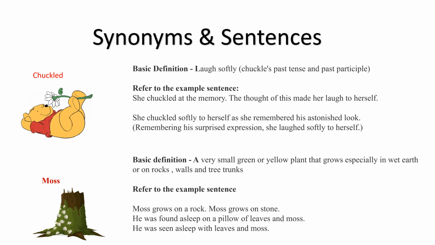Example sentence: Moss grows on a rock. Moss grows on stone. He was found asleep on a pillow of leaves and moss. Pillow of leaves and moss indicates the heavy growth of the moss and leaves. Usually animals like squirrels, rabbits and rats go and fall asleep there. He was seen asleep with leaves and moss. Usually these tiny rabbits or rats or squirrels sleep there because it is cozy and warm.